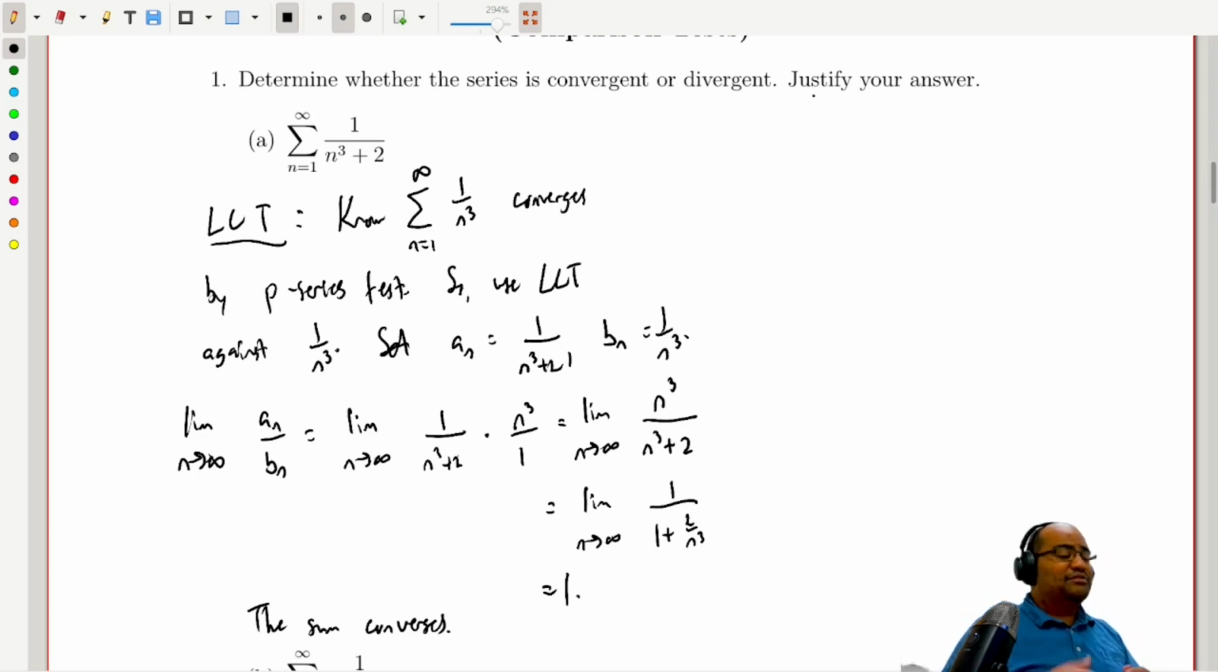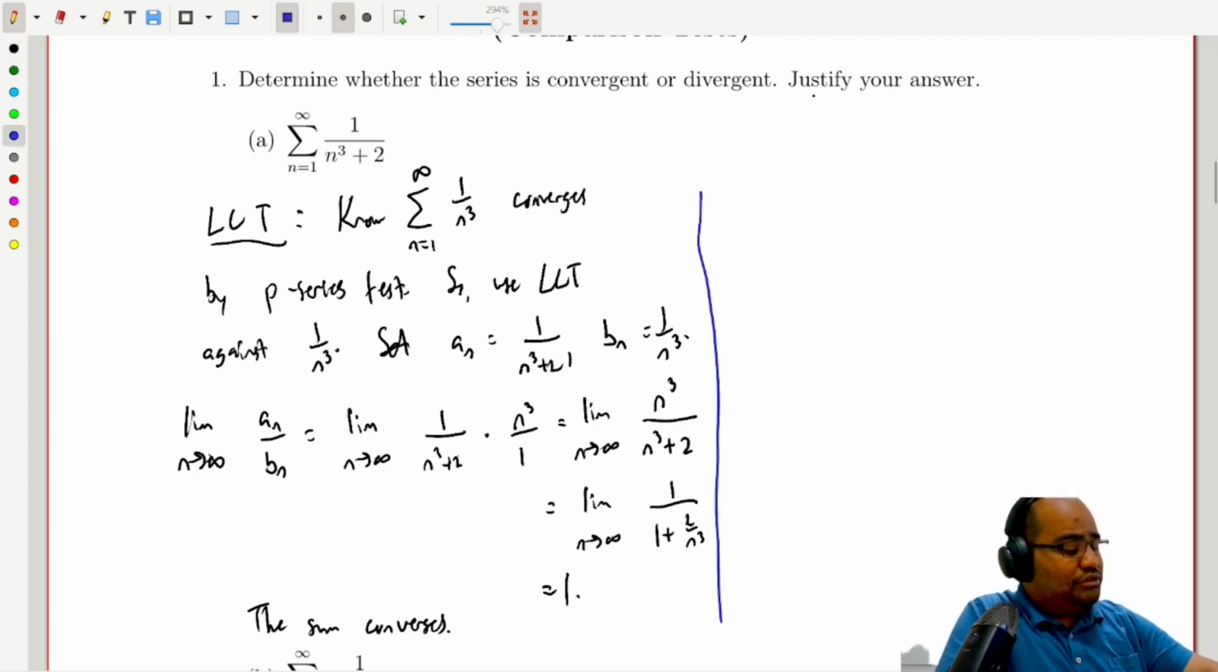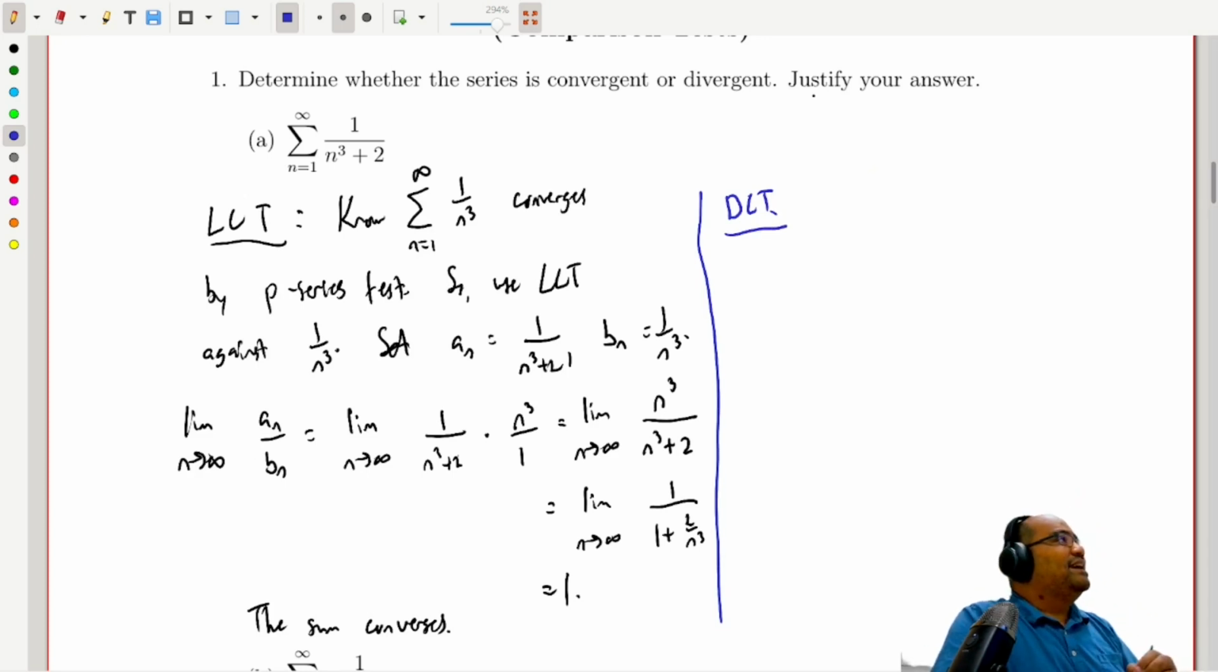So that's how we use the limit comparison test. Now, can we also do this by a direct comparison? Well, it would take a little bit, but you can reason it. So let's try to do this really quickly with a direct comparison test. Now we're going to use some of those basic inequalities from before. So let's think about this.